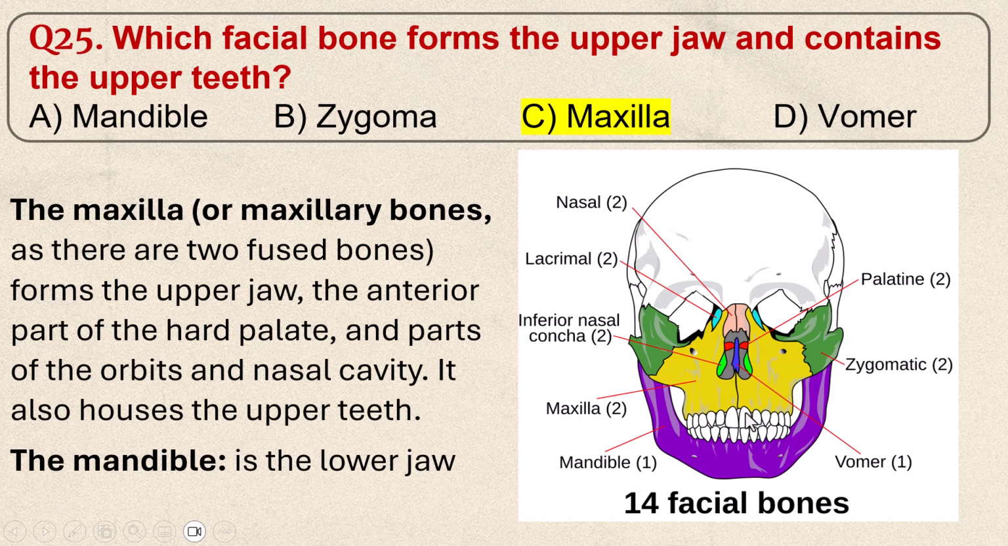Maxilla. The upper teeth are contained in the maxillary bones and lower teeth are contained in the mandible. So if we take the maxilla or maxillary bones, there are two fused bones that form the upper jaw, the anterior part of the hard palate and the parts of the orbits and nasal cavity. It also houses the upper teeth. The mandible is the lower jaw. It houses the lower teeth. So these are the frequently asked questions on the skeletal system.